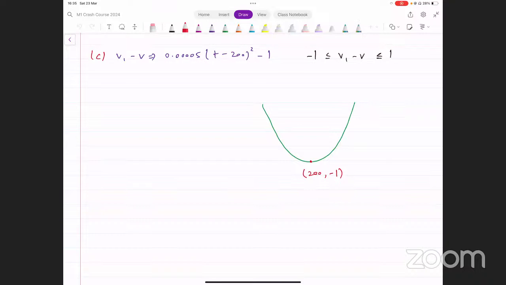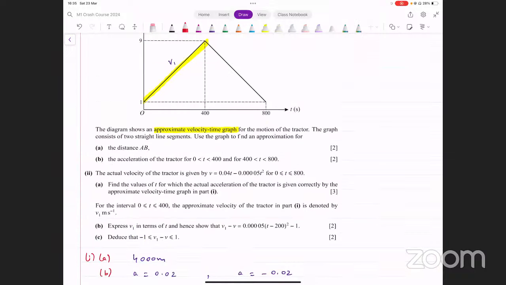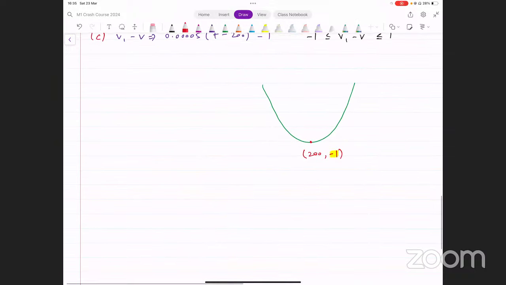Now, if this is the turning point, what's the lowest point of this graph then? It's -1. The least value of v1 minus v is -1. What about the greatest value? The time is going from 0 to 800, right? Time is going from 0 to 800.